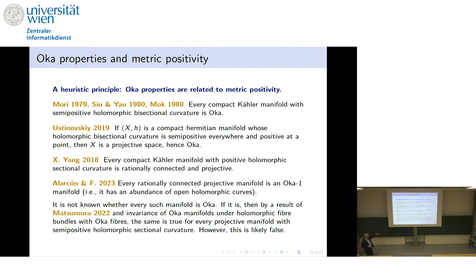And also, with this last statement, we don't know whether every compact rationally connected projective manifold is Oka1 or Oka. I mean, we know that it's Oka1. We don't know whether it's Oka. Most likely it's not. But if it were, then by this further result of Matsumura, it would turn out that every projective manifold with semi-positive holomorphic sectional curvature is Oka. But I think that this last thing is likely false. Anyway, I'll stop here and thank you very much.